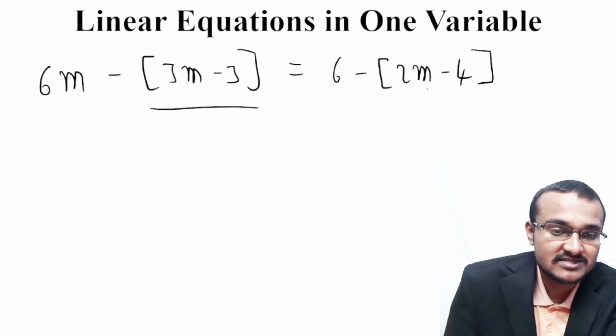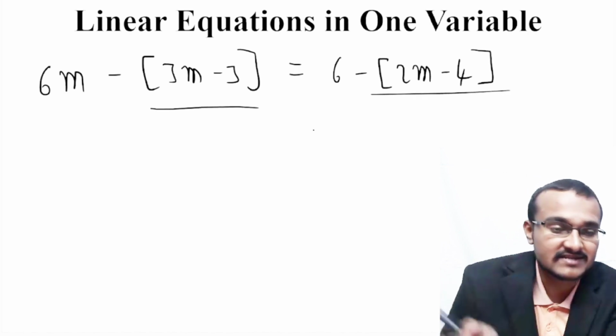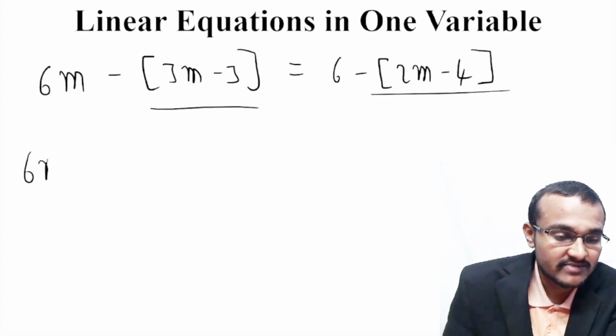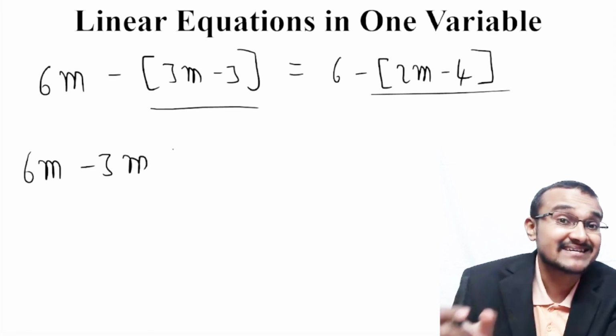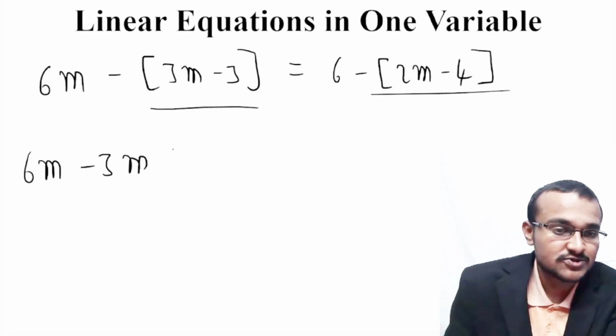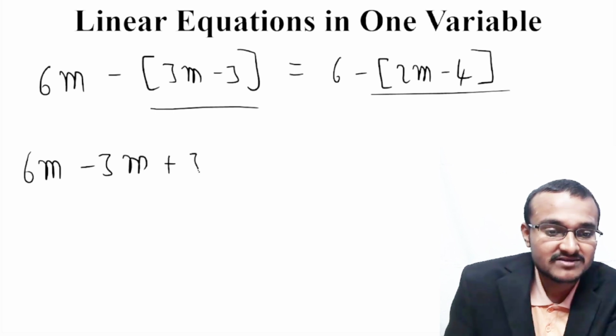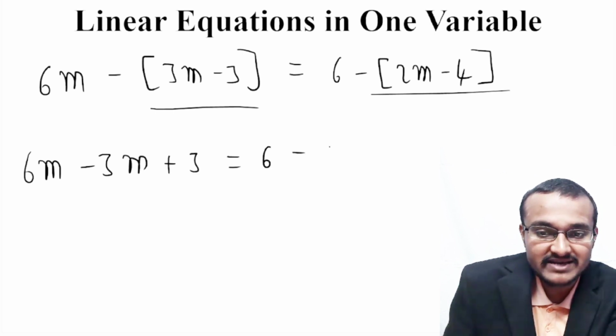Now you can open up these brackets of second term which is there on LHS and RHS. So now it will become 6m minus 3m, because minus into plus will become minus, so minus 3m. So minus into minus will become plus. If you refer to my previous video, I have explained minus into minus, minus divided by minus will always become plus. So here minus into minus becomes plus 3 is equal to 6 minus 2m, because minus into plus 2m will become minus 2m. So minus into minus will become plus. So plus, minus into minus 4 is plus 4.